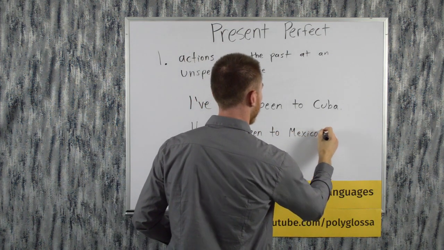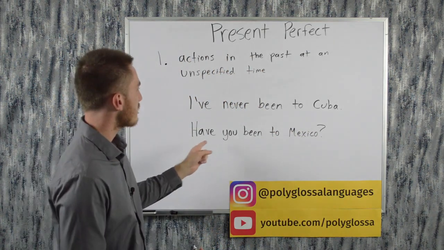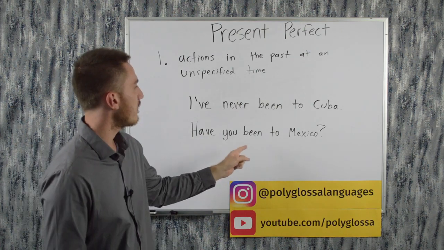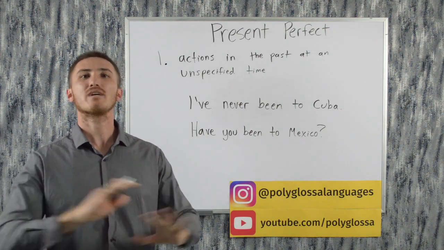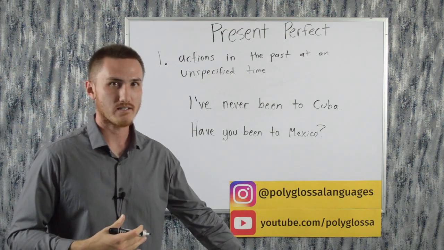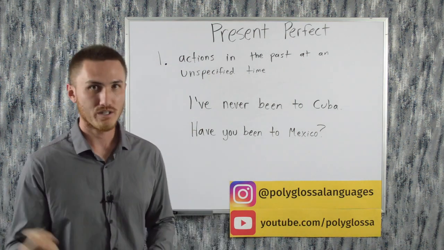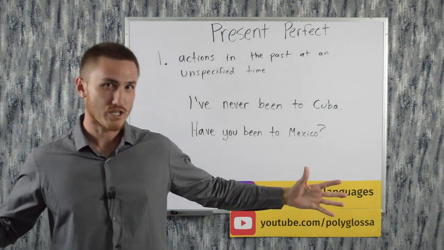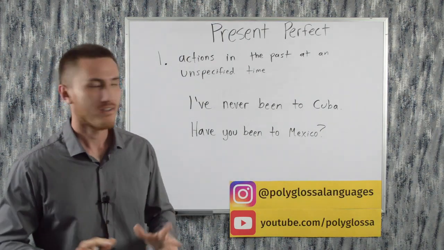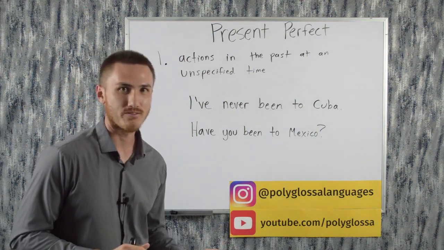All right? I'm asking you this question in the present perfect, have been, because I don't care about the specifics of when you went. I only care about the yes or the no. Did you ever go in your whole life or no? That's why I say, have you been to Mexico, right?